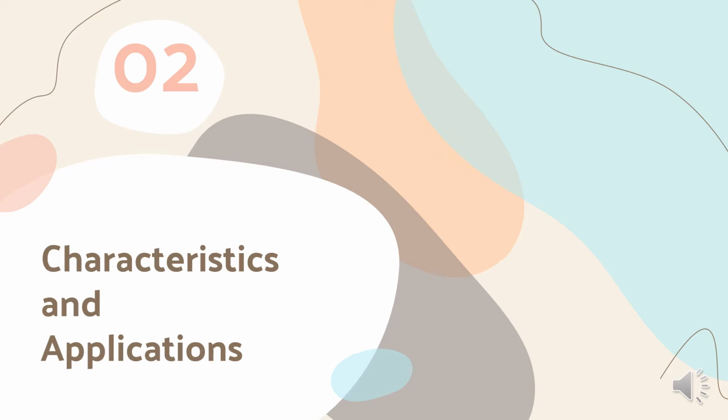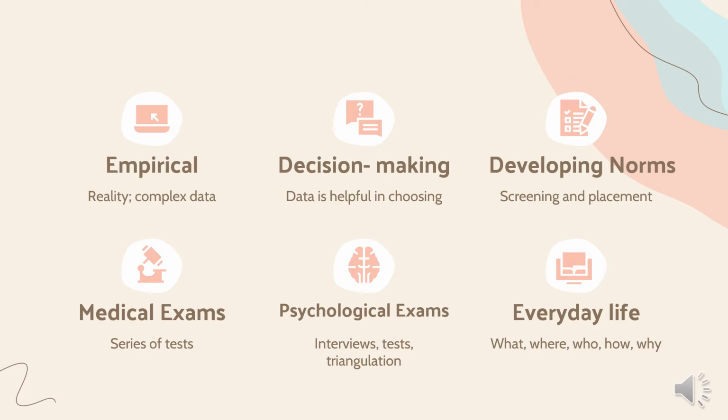So here we have the different characteristics and applications of multivariate analysis techniques. First, it is empirical. They possess the ability to analyze complex data. Second, it is good for decision making. Having different types of data is helpful in choosing. Third, it is good for developing norms. For example, when you screen an applicant or place a student in a specific honors class or whether you accelerate a student or not, there are a lot of factors that you have to consider.